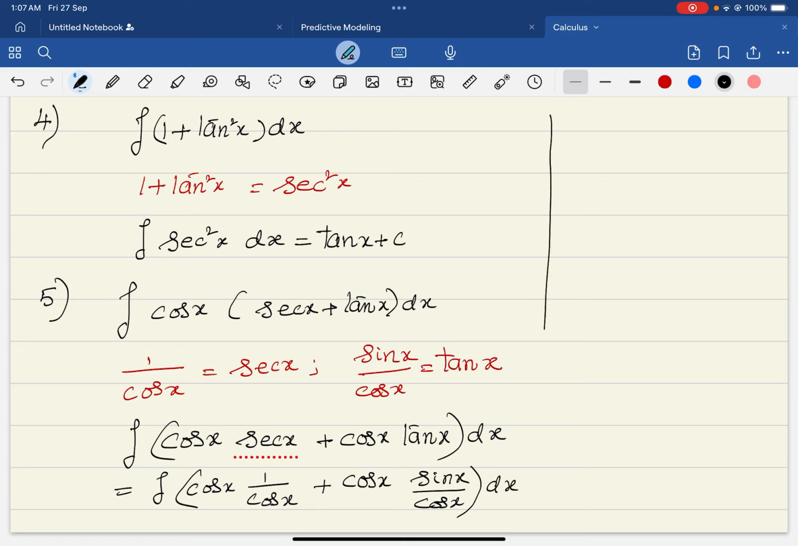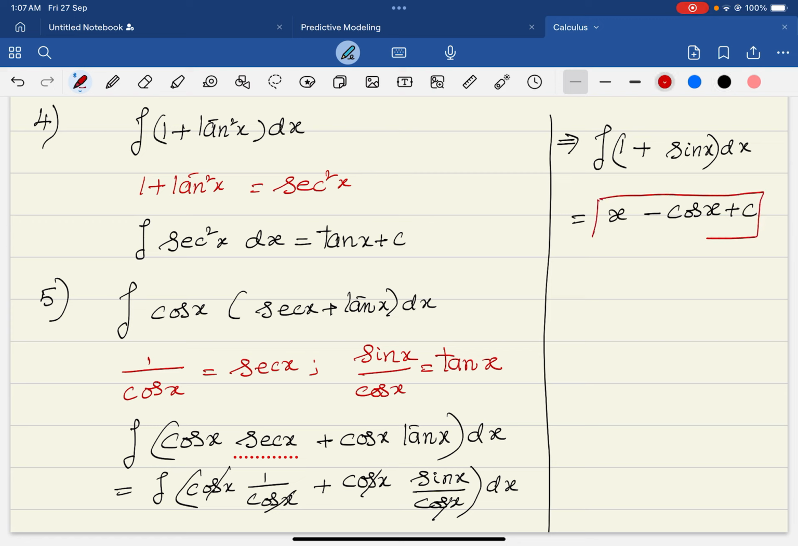So the solution for this is what now? That gives you the integral where cosine x gets cancelled in both the terms, so it is the integral of 1 plus sin x dx. The integral of 1 is x, and the integral of sin x is minus cosine x, plus c. This is the solution. I hope it's clear. Now let us have some more problems of this type.